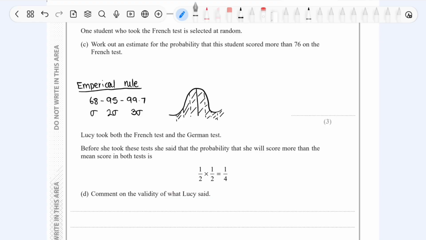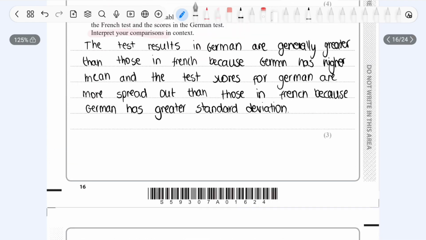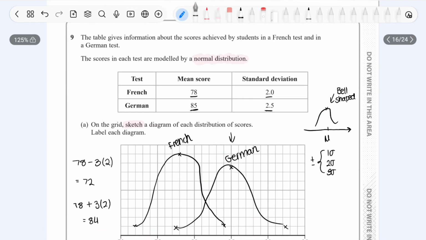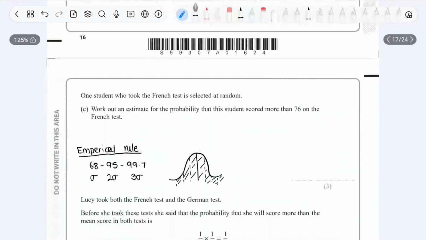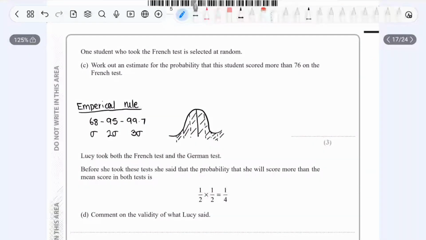So what this relies on is seeing that, well, for the French we had the mean score was 78 and the standard deviation was 2. If you can manipulate those numbers to get 76, you can see that 78 minus 2 gives us 76. Now if 2 is the standard deviation and this is the mean, this is the mean minus 1 standard deviation, and everything within this little bar is the mean minus 1 standard deviation. Now it's saying to work out an estimate.